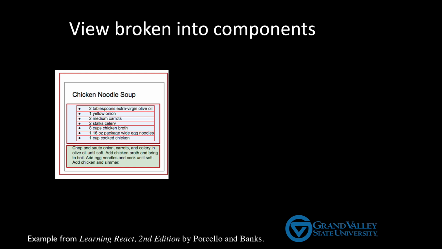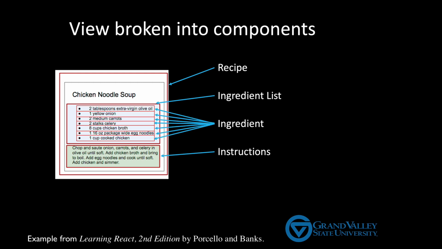When we lay out a recipe, we'll let the recipe itself be a single component, each recipe component displaying one recipe, and each recipe will break into 2 subcomponents. First, the list of ingredients, and second, the set of instructions. The ingredient list itself will contain even more components, one ingredient component for each ingredient. So let's see how we define and use these components in JSX.